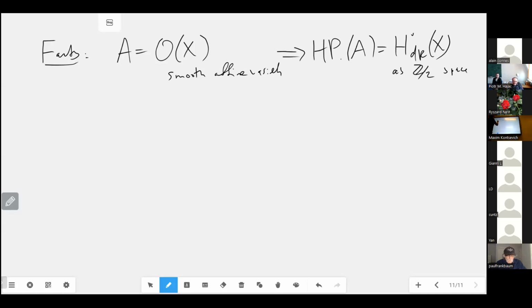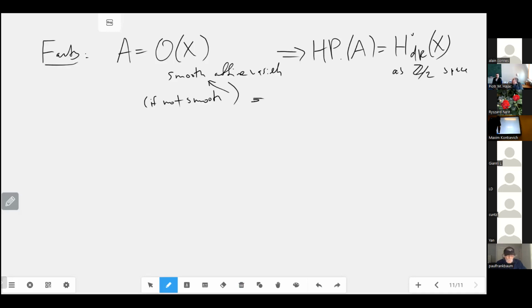In fact, if it is not a smooth affine variety, but some algebraic variety in some affine scheme of finite type, it is still finite dimensional. It was proven by Feigin and Tsygan. And the proof coincides with something like crystalline homology, like homology of a formal neighborhood. So this periodic cyclic homology really works for non-smooth varieties as well as for smooth ones.